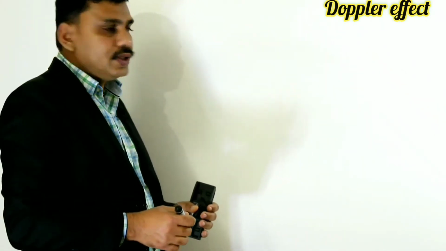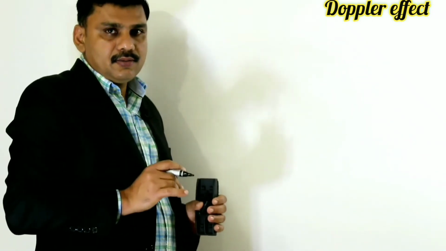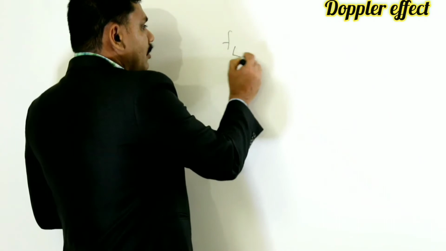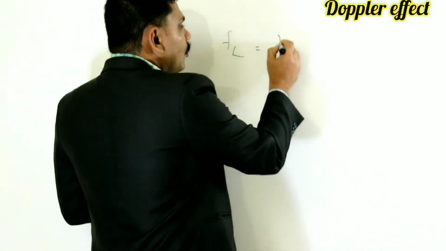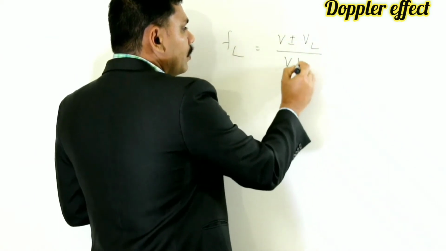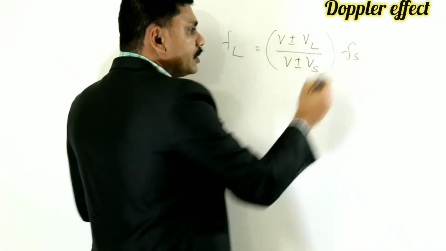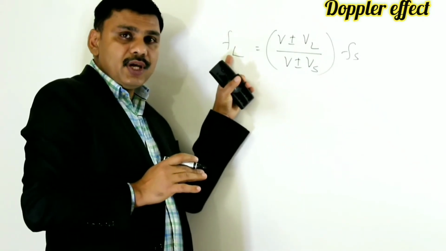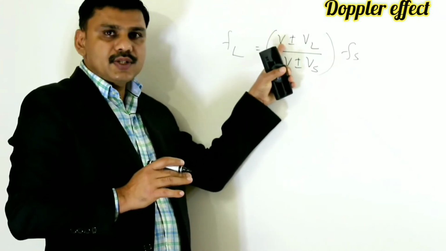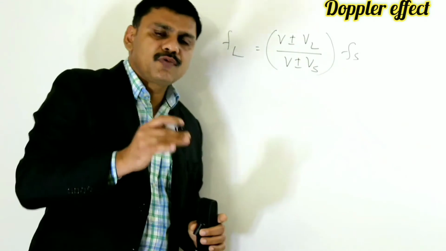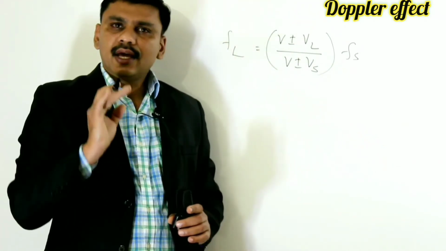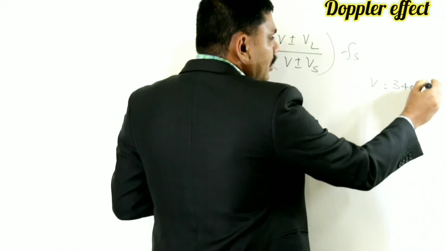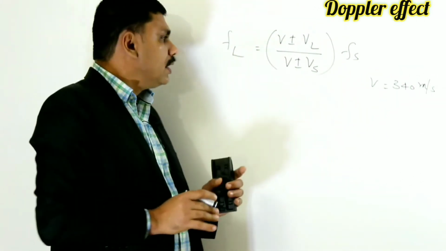For that you must know the equation. There is only one equation, but some cases are there. In Doppler effect, the frequency heard by the listener, FL, equals (V plus or minus VL) divided by (V plus or minus Vs) into Fs. This is the only equation in Doppler effect. So FL is the frequency heard by the listener. V is the speed of sound in air. In most of the numericals we are discussing the speed of sound in air, and its value is a constant in air, 340 meter per second.